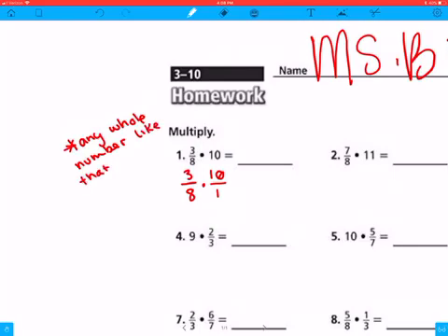But when I have a whole number, it's like imagining pizzas that have never been cut into slices that are just whole. They're considered one piece of the whole thing, and I have 10 of them. In this case, number 2, I'd have 11 of them. But any whole number like that, I can write over 1. So when I multiply a fraction with another fraction, in this case it's a whole number, I multiply straight across. So I have 30 over 8.